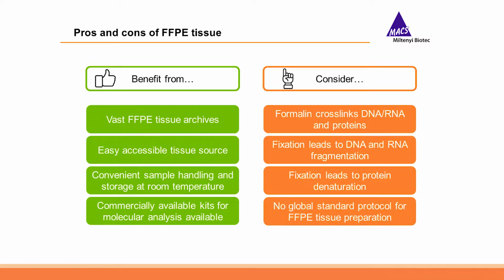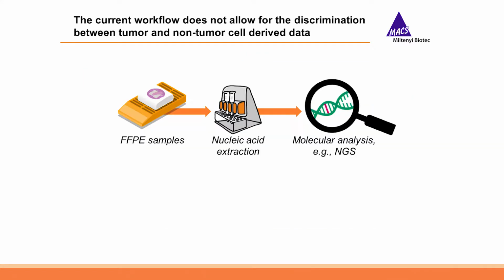On the other hand, what you have to consider when you're working with FFPE tissue is that the formalin, which is used to fix the cells, introduces crosslinks between nucleic acids and proteins. The fixation leads to DNA fragmentation and RNA fragmentation, as well as to protein denaturation. Plus, there's no global standard for FFPE tissue preparation. The current workflow for molecular downstream analysis from FFPE samples is that you classically prepare an FFPE section from a block and you extract the DNA or whatever from this material before you do your molecular analysis.